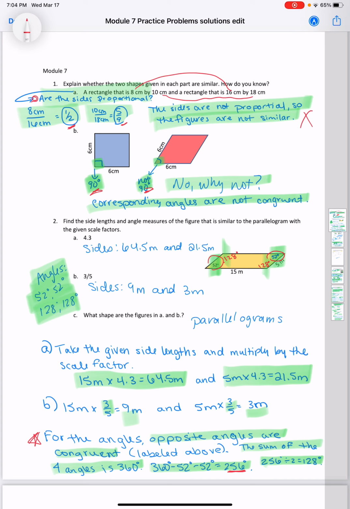To get the side lengths, I can multiply the sides I have by the scale factor. So for part A, I'd multiply each of those by 4 3/10. And here is what I get. And for part B, I would multiply the 15 meters by 3/5 and the 5 meters by 3/5. And those would be the new side lengths. And part C, those are parallelograms as well.